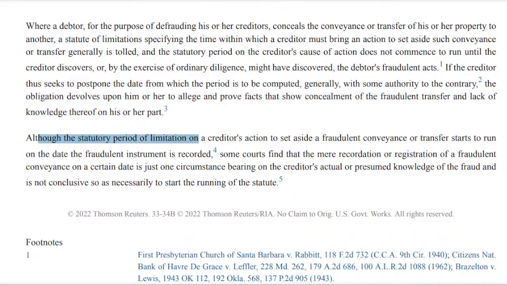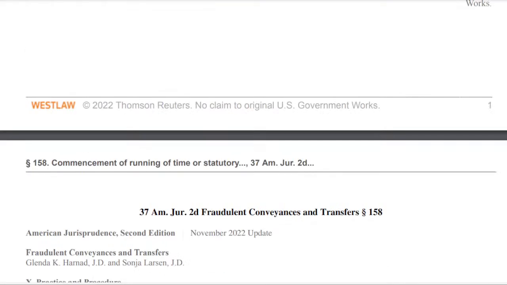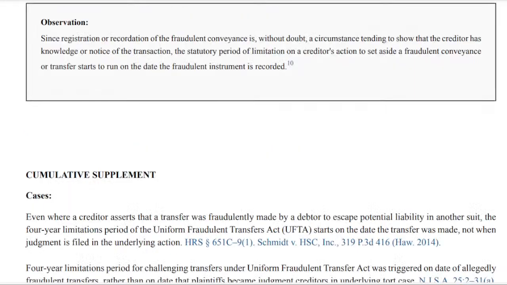Although the statutory period of limitation on a creditor's action to set aside a fraudulent conveyance or transfer starts to run on the date the fraudulent instrument is recorded, some courts find that the mere recordation or registration of a fraudulent conveyance on a certain date is just one circumstance bearing on the creditor's actual or presumed knowledge of the fraud and is not conclusive so as necessarily to start the running of the statute. So it seems that there could be more than one factor or circumstance here. Let's get to 152 very briefly here.